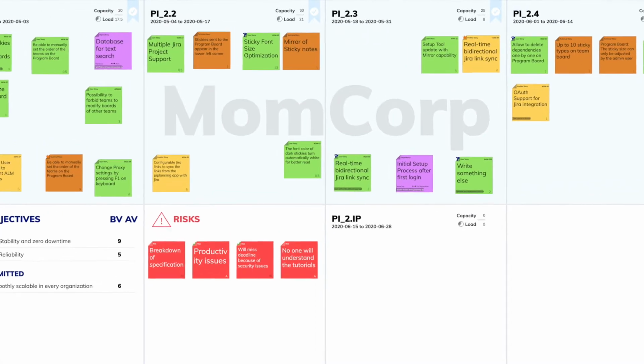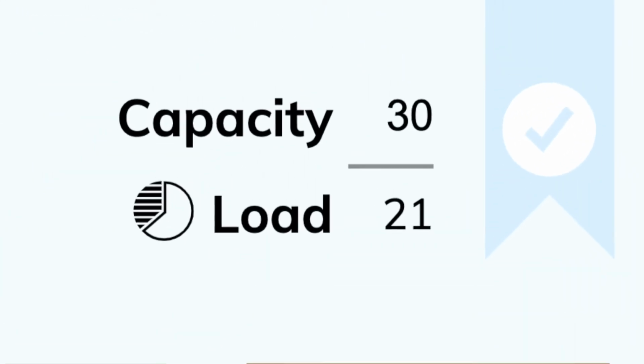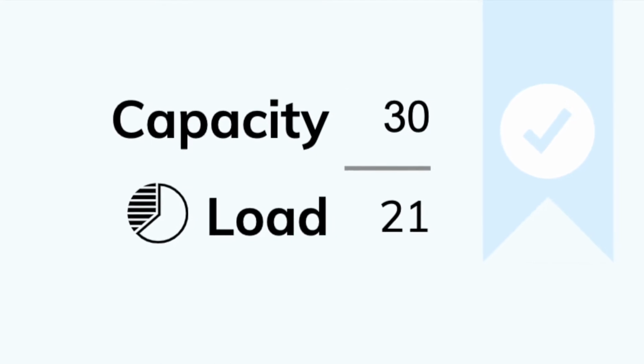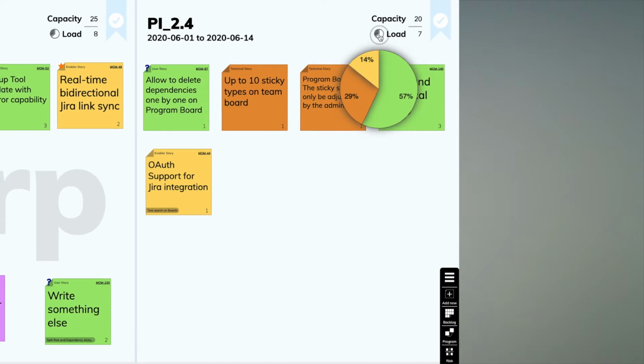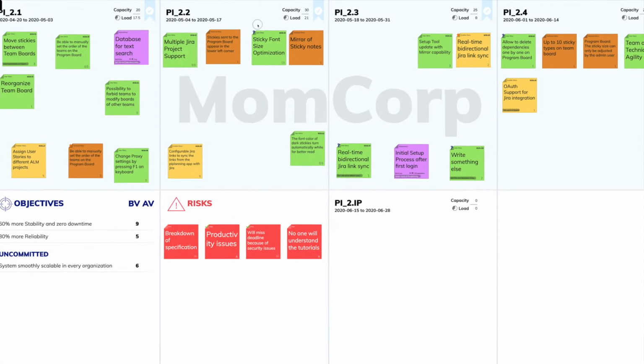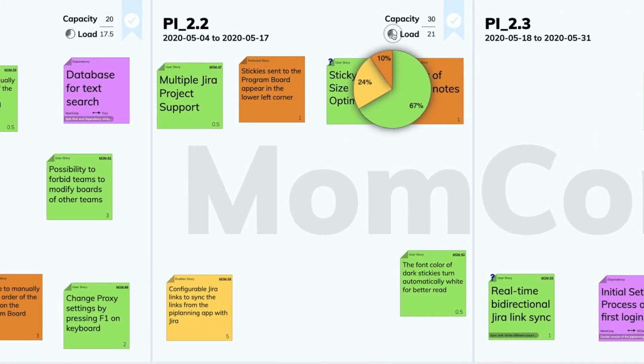You already know the load and capacity at each iteration on the team board. You will also find a pie chart icon right next to the load. When we hover over that, it will reveal a pie chart. It shows us which sticky types with the summed story points value have which share of the total load in this particular iteration. We have here in this iteration user stories, enabler stories, and technical stories.